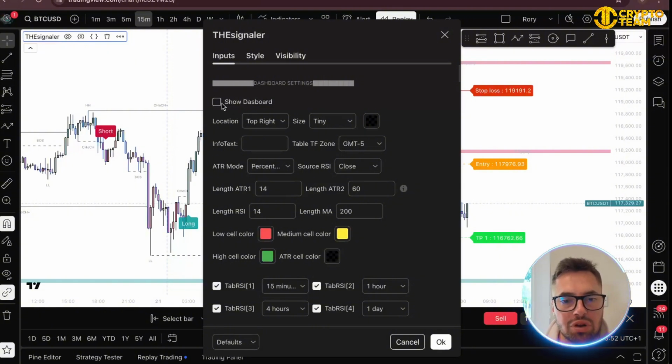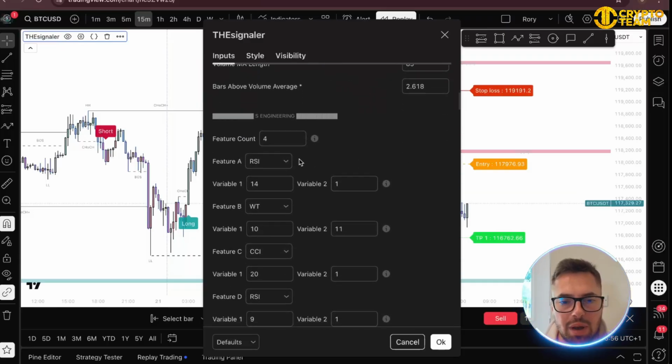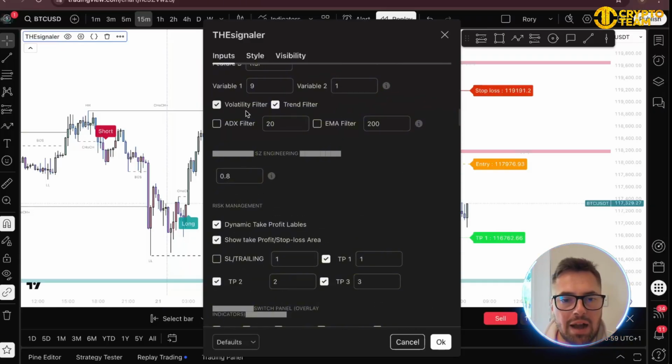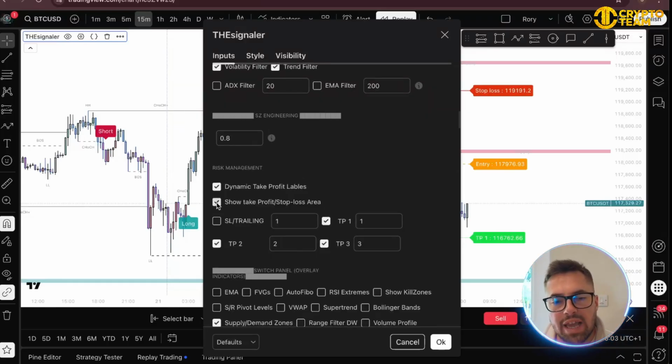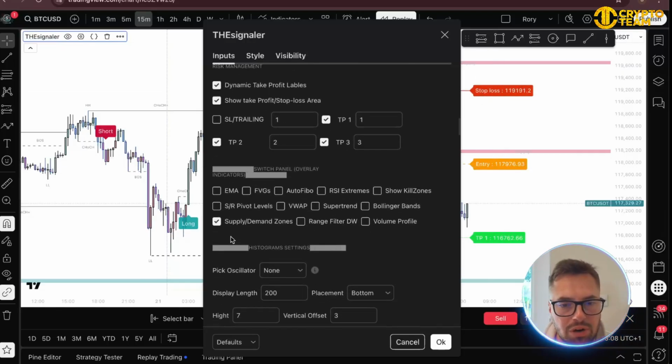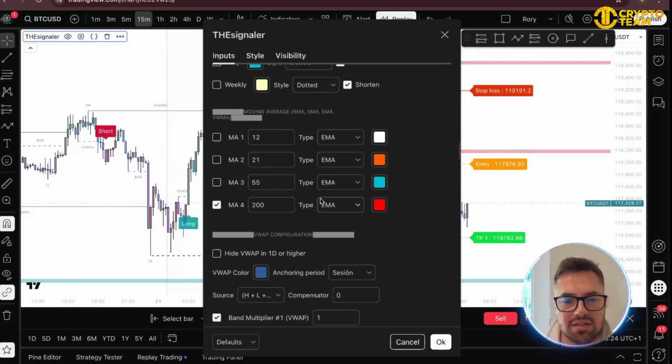So you have the show the dashboard. That means that it comes up in the corner. You have S trading, you have S engineering, you have the SZ engineering. So that means that if you want to take off the take profit and stop loss, you can obviously get rid of this here if you don't want it on. You have EMAs, you have fair value gaps, auto fibs, RSI extremes, kill zones, support and resistance levels, VWAP, super trend, Bollinger Bands, supply and demand zones, range filter, and a volume profile. So you can tailor this as you like, and obviously you can change the settings to however you please.